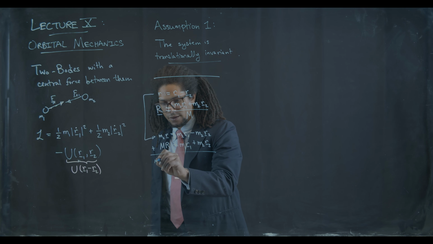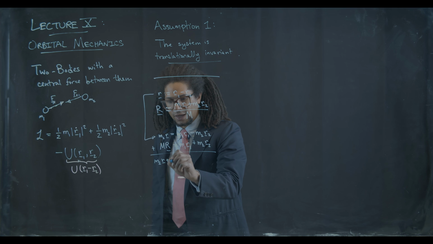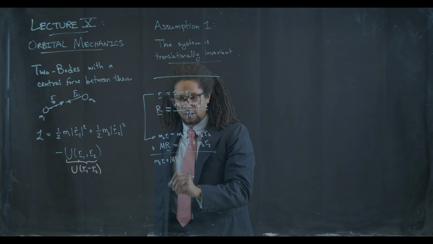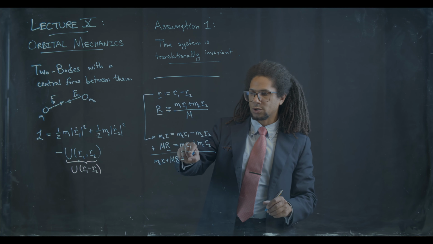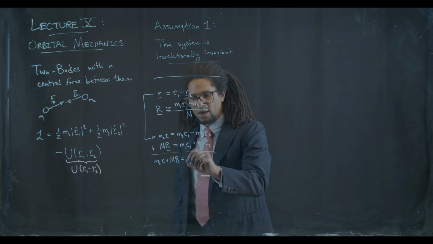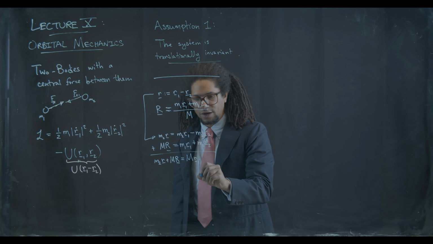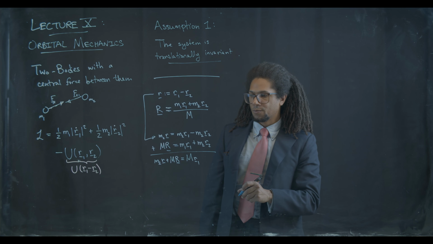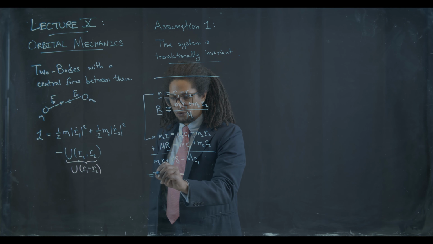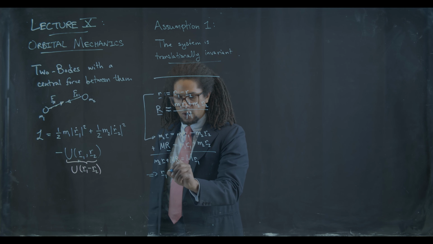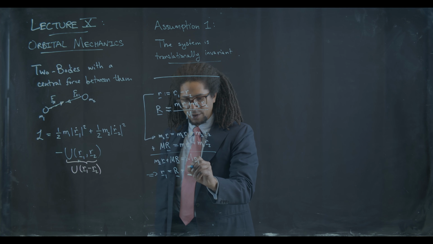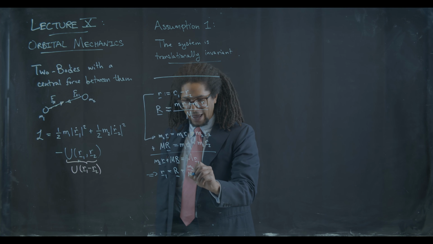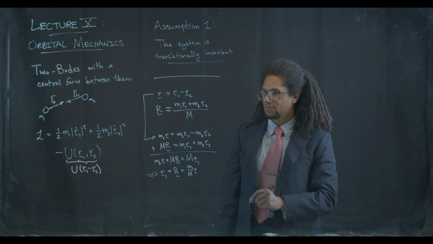M2 R plus capital M, capital R, is equal to, well, M1 plus M2 times R1, but that's capital M. So capital M, R1 plus 0. So this allows me to solve for R1. R1 is equal to capital R plus M2 over capital M times little r.